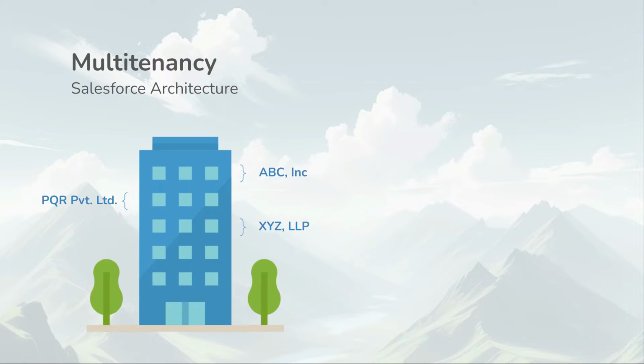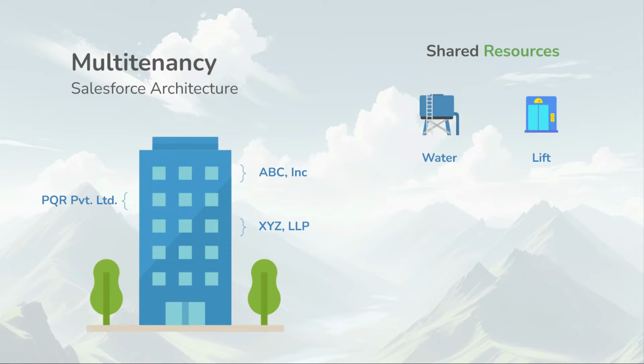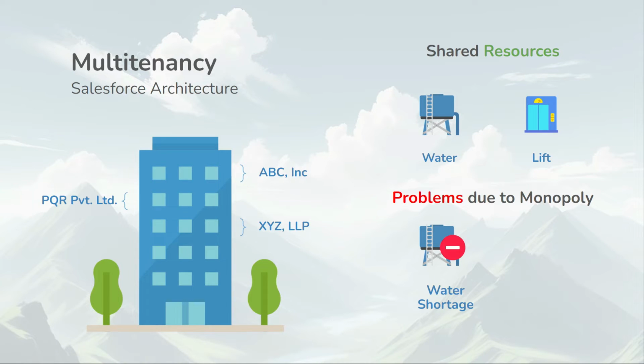building. Now, in this building, since there are multiple tenants, there will be some shared resources. For example, water or the lift. Now, since there are multiple tenants and there are some common resources, there is a possibility that one of the tenant might overuse these resources, resulting in the monopoly of those resources. Now, the problems that might occur due to the monopoly are water shortage or delay in the lift service.